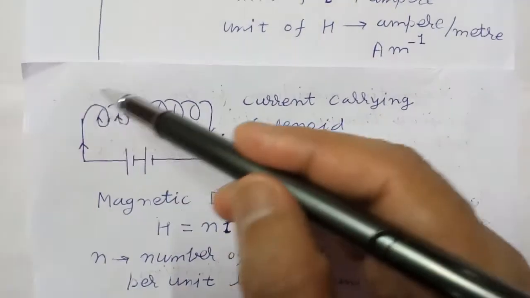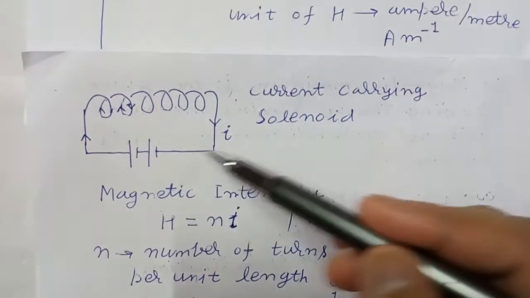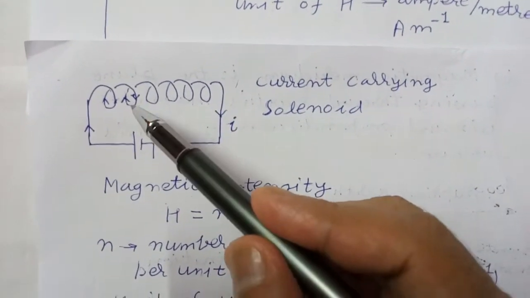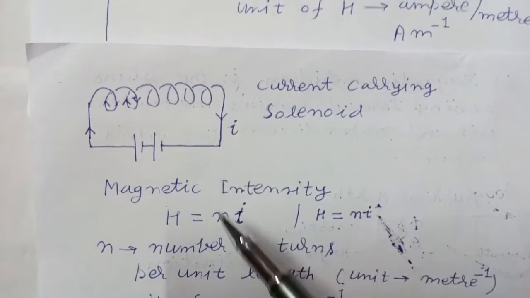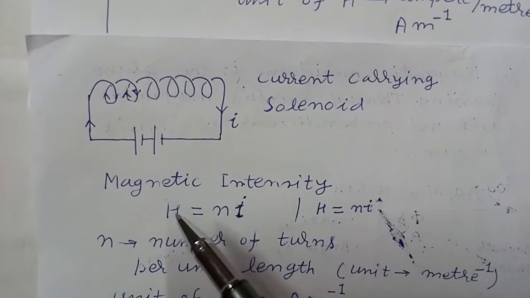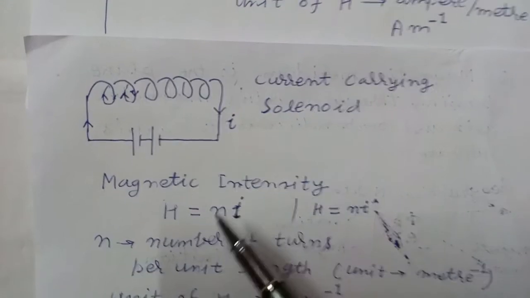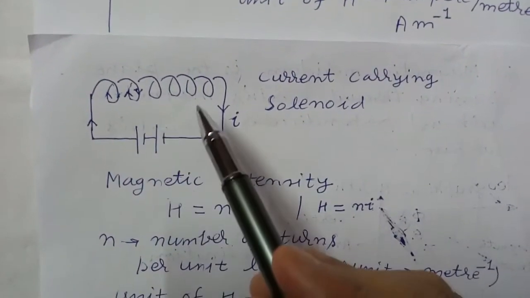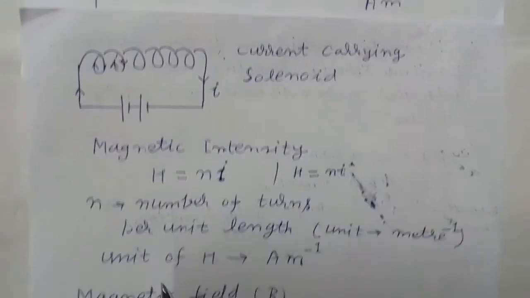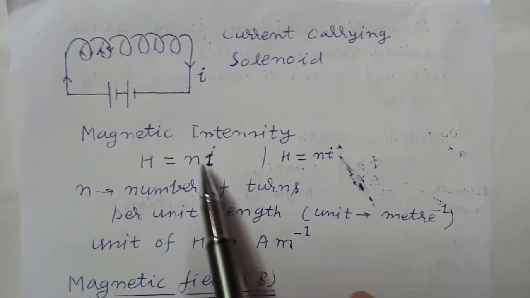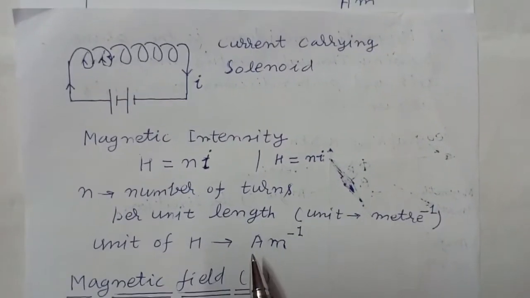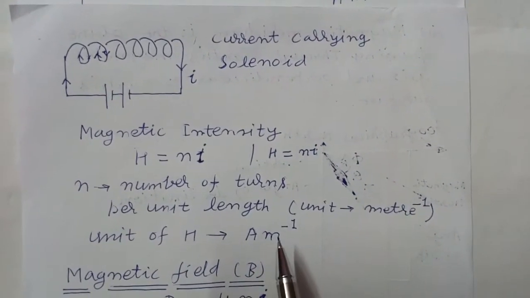Now this is a current carrying solenoid. Suppose current I is flowing through it and the number of turns per unit length is N. So we define magnetic intensity as H is equal to N into I. Just multiply the number of turns per unit length by the current. So this is magnetic intensity. Now the unit of H is, for N per meter, and for I ampere, so the unit of H is ampere into meter to the power minus 1.